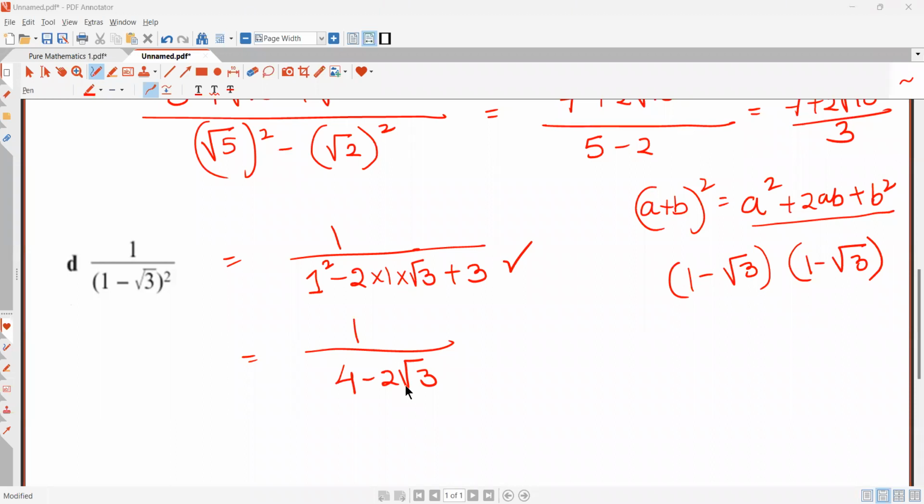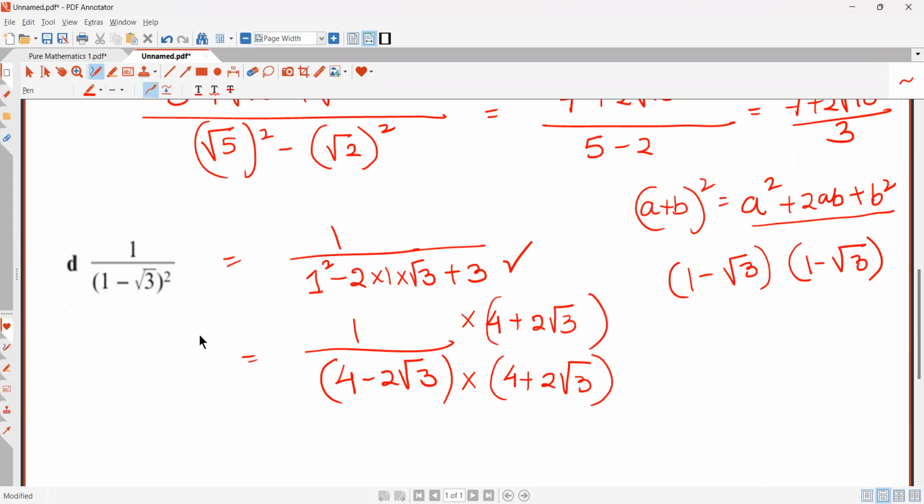Hi guys. So let me continue. This. So I left it here now. You multiply the bottom with 4 plus 2 root 3. You multiply top with 4 plus 2 root 3. Is this understood? Okay, now again, how do you simplify this?